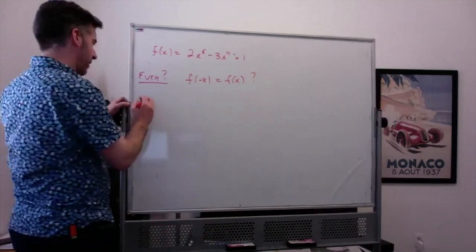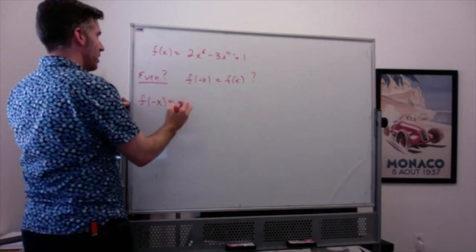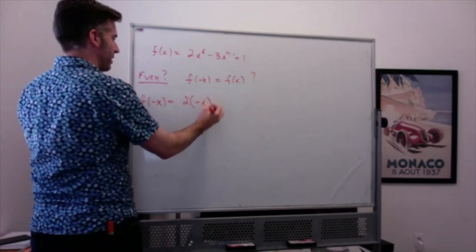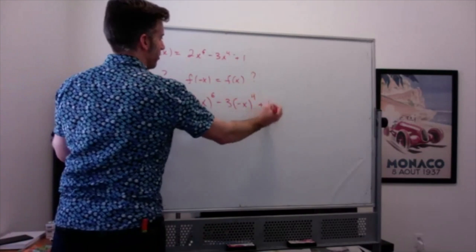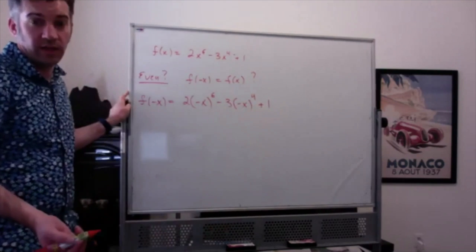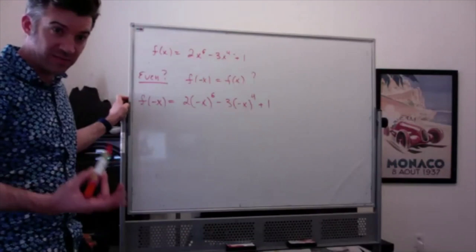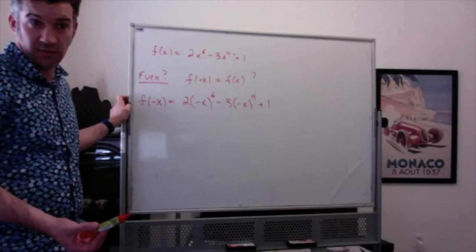Well, I'm going to check. So I'm going to find f of negative x. It's going to be 2 times negative x to the 6th minus 3 times negative x to the 4th plus 1. And here's the thing. When you take a negative thing to an even power, it becomes positive, right?